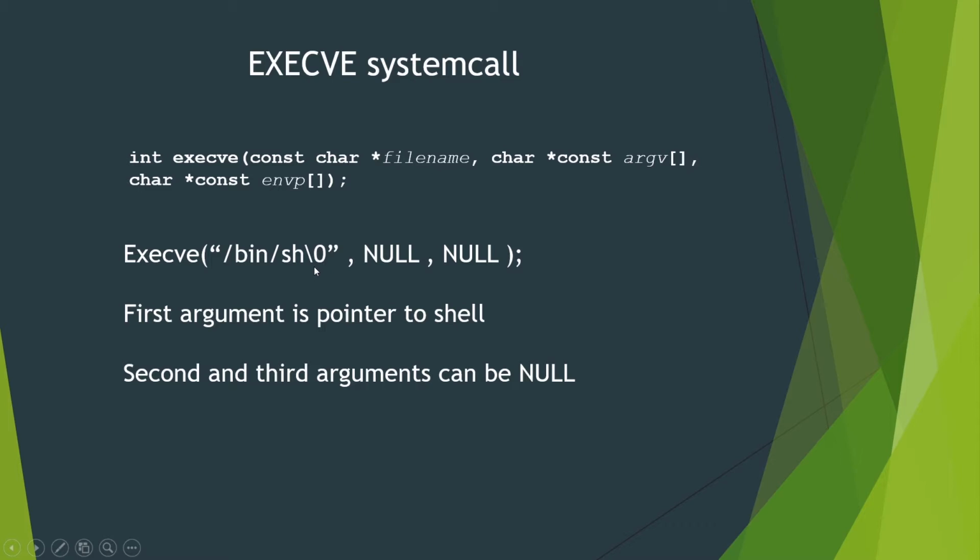We compulsorily need to put this string terminator here. The /bin/sh is the shell and this is the string terminator. Since this command does not need any arguments, we can leave the other two arguments as null. The first argument is the pointer to the shell, and the second and third arguments can be null, right guys? Now I hope you have understood. We are simply executing this command using the execve system call. So let's dive into the Ubuntu virtual machine and write the assembly code for this execve system call.